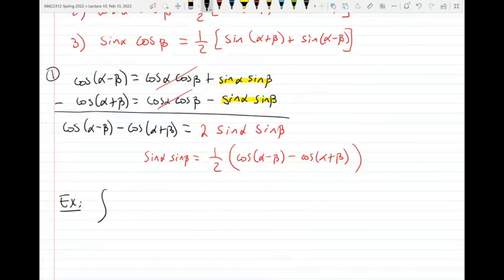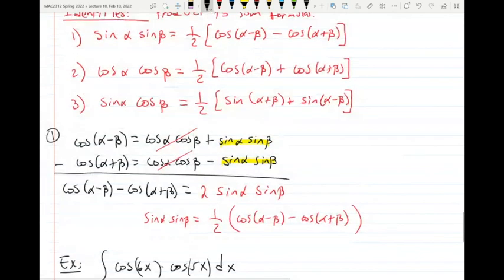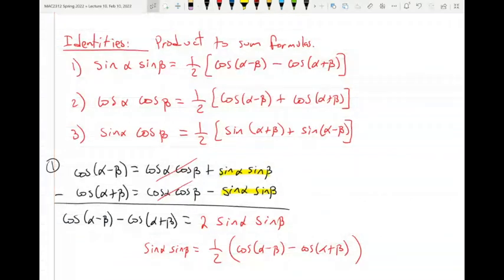You will use this in a situation like this. Let's say that you want to calculate the integral of cosine of 6x times cosine of 5x. Okay, let's say that you want to do this integral. The angles are different, so the previous techniques do not work. But here we see a product of cosines, so which identity should we use, 1, 2, or 3?